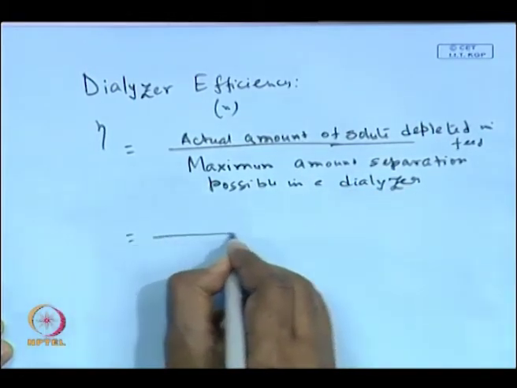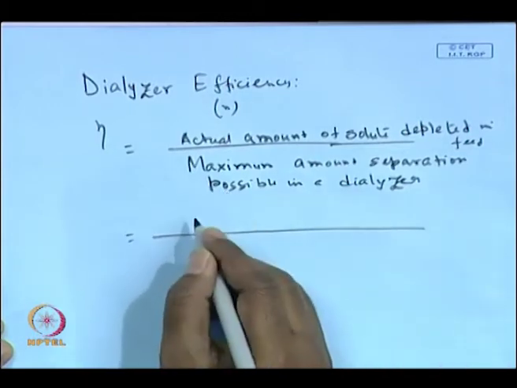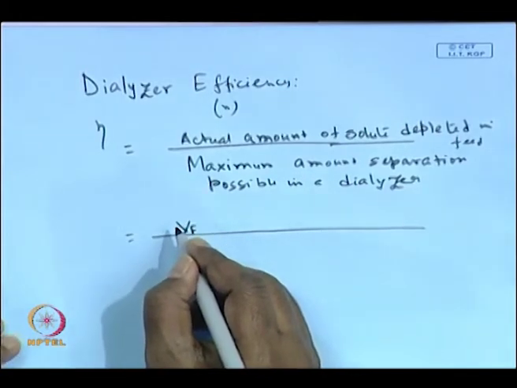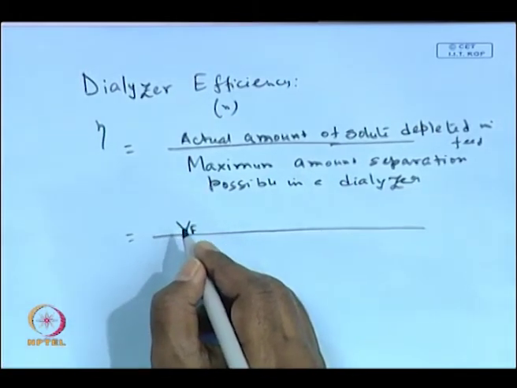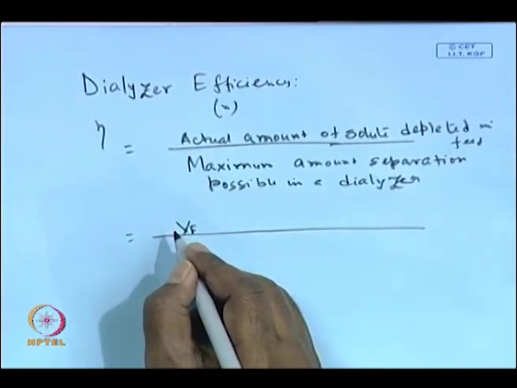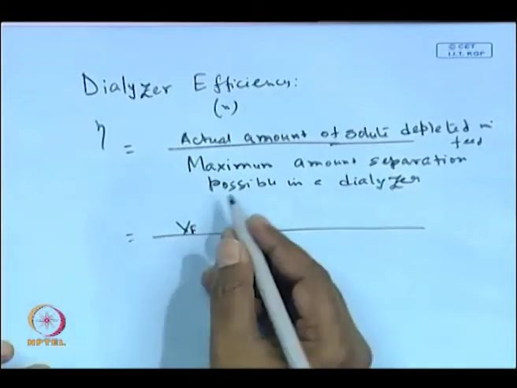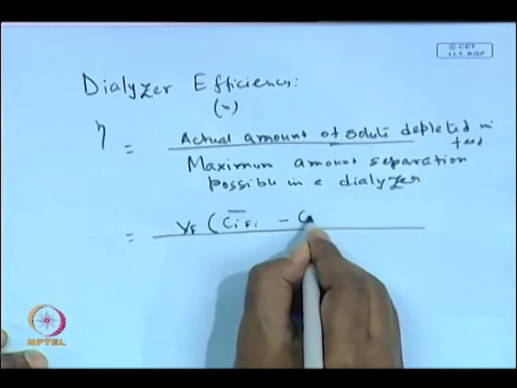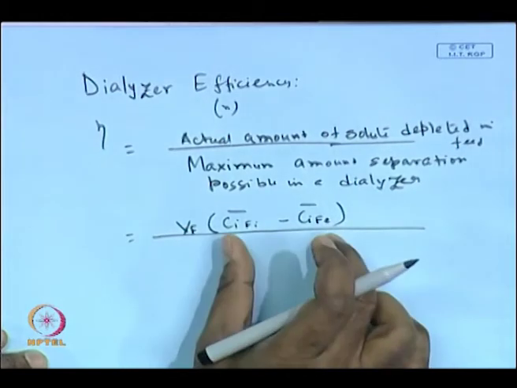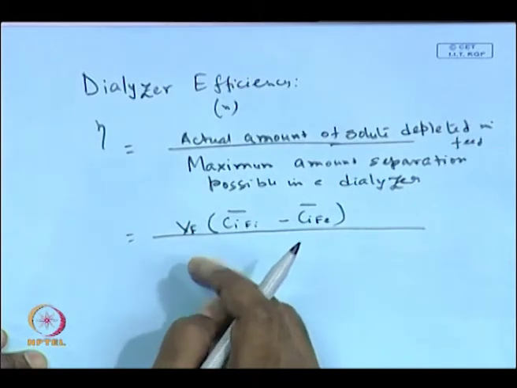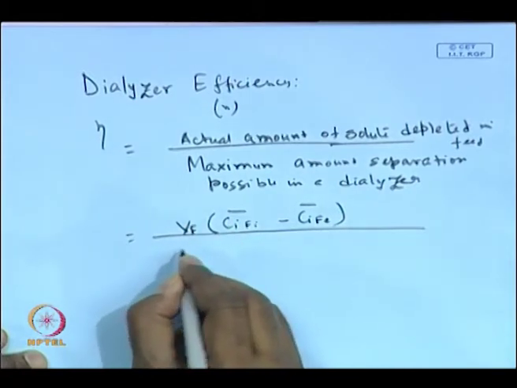What is the actual amount of solute that is depleted in the feed? That means the volumetric flow rate Vf multiplied by the concentration that is going into the system minus the concentration that is going out of the system on the feed side. That is the actual depletion of the solute that you are going to get on the feed side, right. So, this is nothing but CFi minus CFe. This difference multiplied with the volumetric flow rate will give you the actual amount that is going to be depleted. What is the maximum amount?